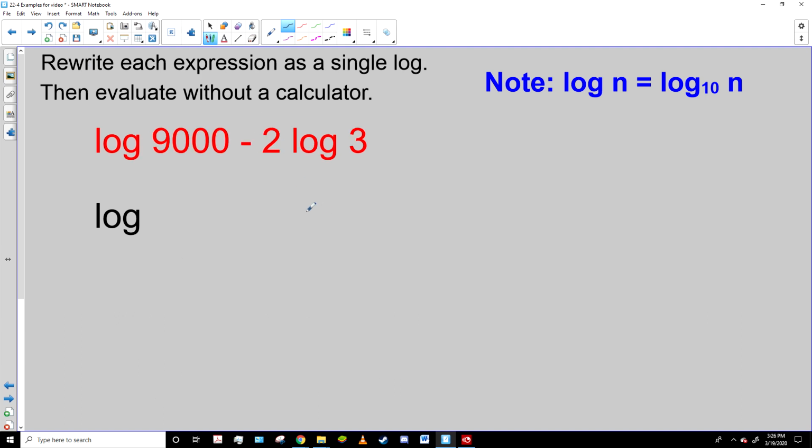Let's try another one. Alright, so this log of 9,000 is positive, so 9,000 goes on the top of the fraction bar. But this log is negative, so it goes on the bottom. But this is my exponent, so this is really 3 squared. Well, 3 squared is 9, and so I end up with log of 9,000 divided by 9 is simply log of 1,000. And so on your Schoology homework on the first blank, where it says rewrite each expression as a single log, you would say log space 1,000.